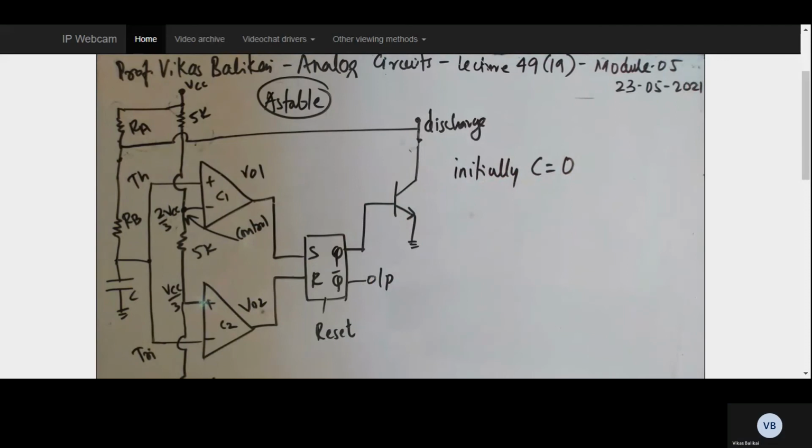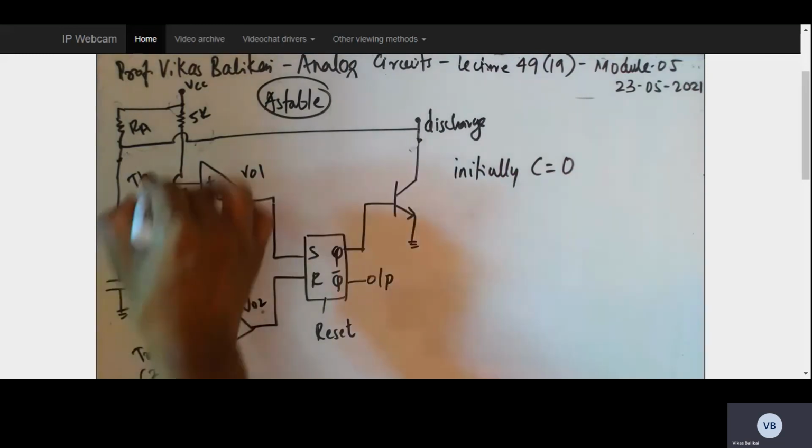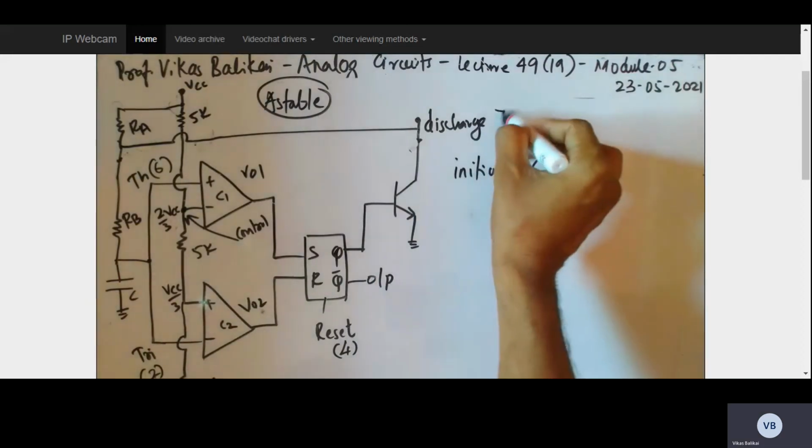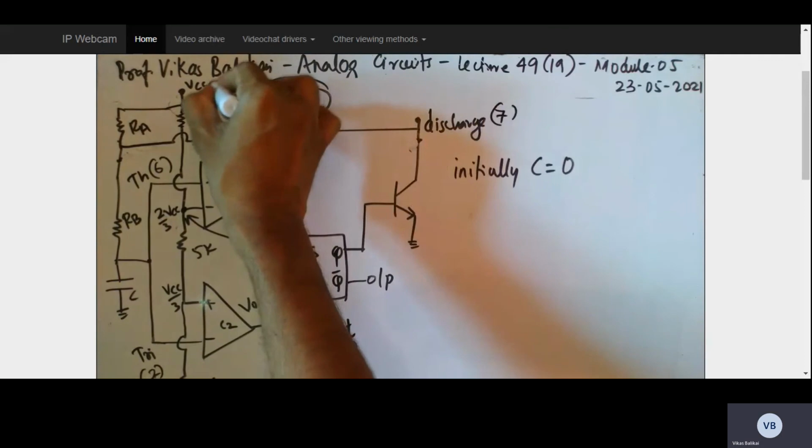In that scenario, let's understand what is going to happen at comparator C2. This is the trigger terminal, which is terminal number 2 of the 555 timer IC. Let me name the others: threshold is terminal number 6, and control is terminal number 5. The reset button of my IC is terminal number 4, and the discharge is terminal number 7. VCC is 8.